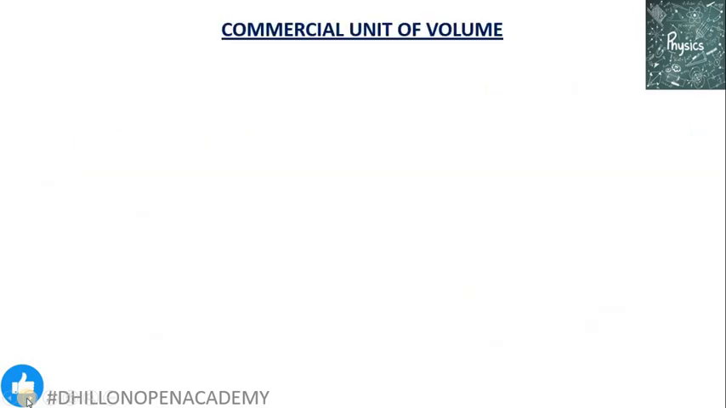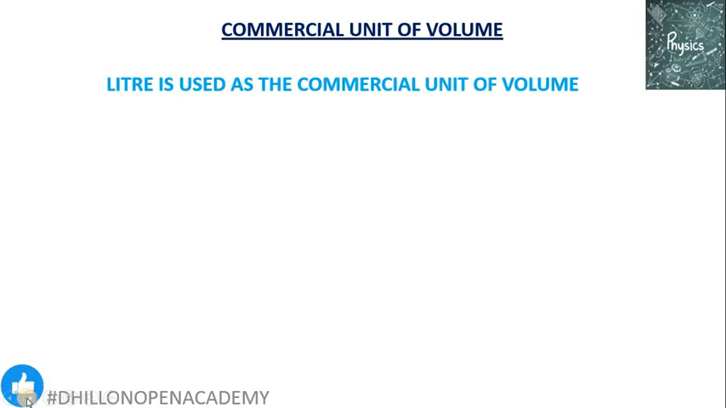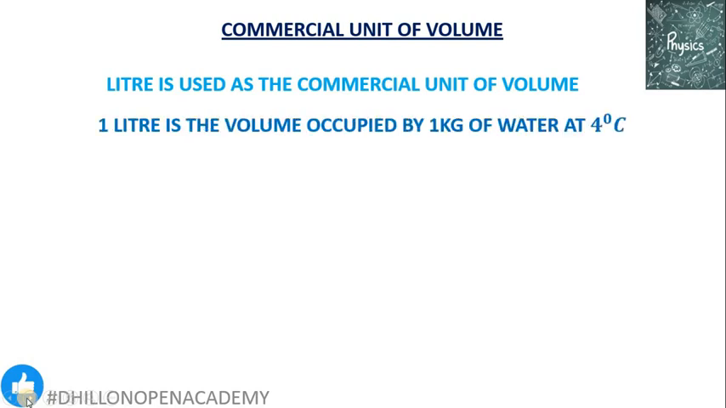Commercial unit of volume. Liter is used as the commercial unit of volume. 1 liter is the volume occupied by 1 kg of water at 4 degrees Celsius. Why 4 degrees Celsius? Because at 4 degrees Celsius, water has the maximum density.